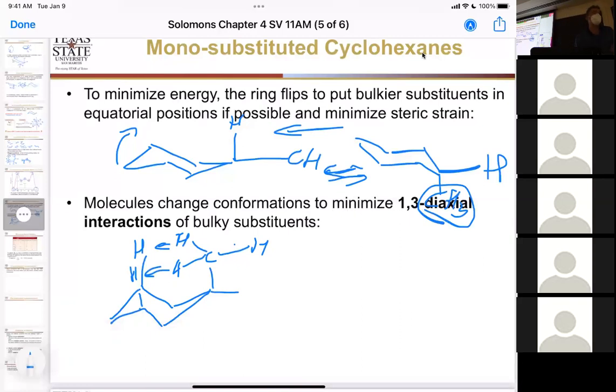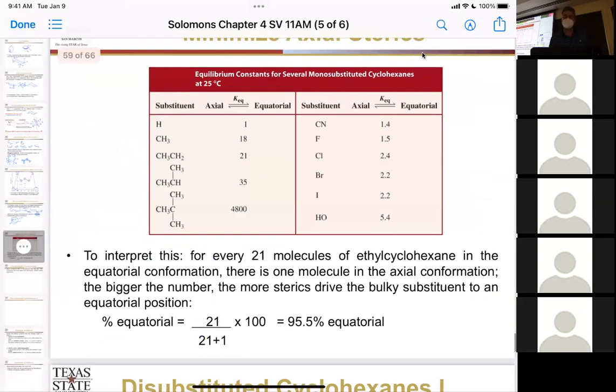Okay, so by how much? Well, let's take a look. On this table here, we're going to look at the equilibrium between the equatorial and axial. With just hydrogen, it's 1-to-1. So half the time it's in equatorial, half the time it's in axial. If we take one hydrogen and label it, it's just going to flip back and forth. And it's 1-to-1 because there's no difference in sterics between the hydrogens. If we put a methyl group on there, 18 out of 19 of those configurations are going to have the methyl group in the equatorial position.